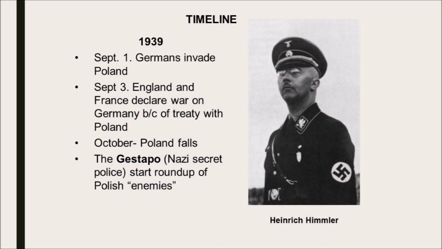Okay, so what's going on in Europe then? Well, we've got the Germans invading Poland. Like I said, September 1st, 1939. September 3rd, England and France declare war on Germany because of a treaty with Poland. And by October, Poland has fallen. Now, the Gestapo, which means the Nazi secret police, are going to start doing some rounding up of Polish enemies.